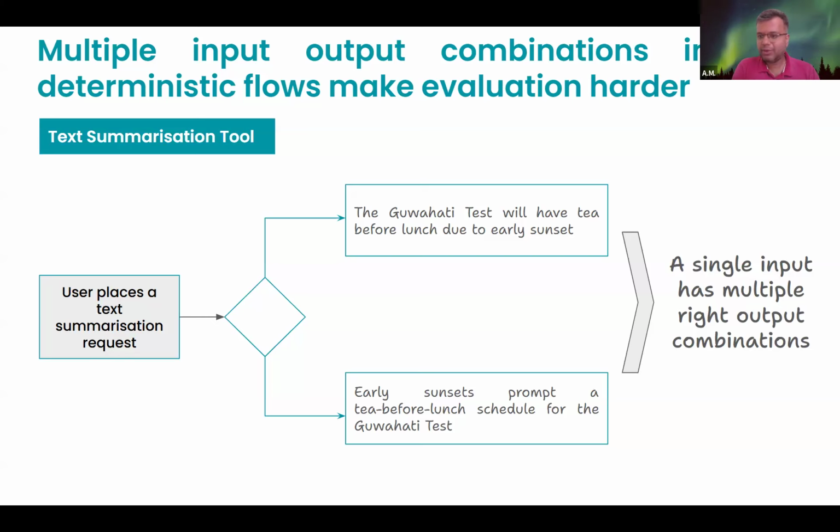Now, say there was a one-page full article on ESPN Cricinfo. And let's say you start putting it into your text summarization tool. What might happen is that you'll actually start getting two outputs.